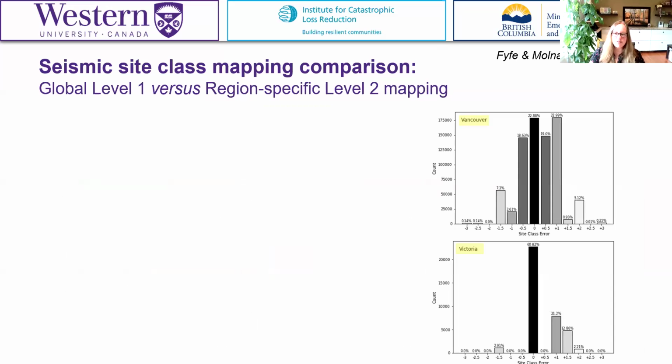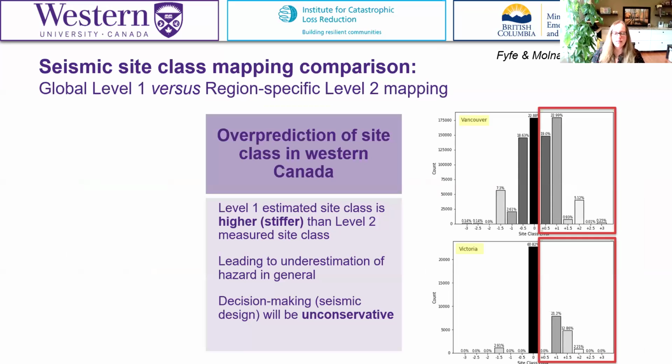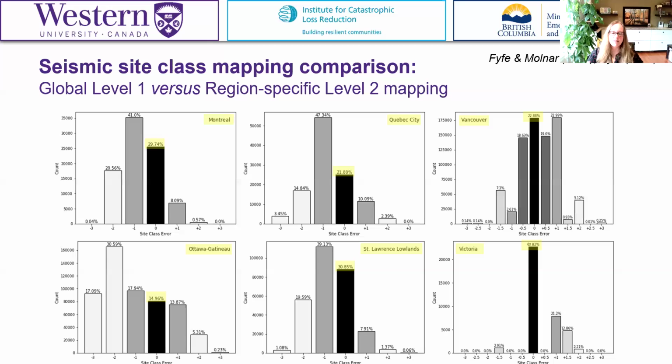As opposed to Western Canada, where we see the bias is that the topography estimate is predicting higher or stiffer seismic site classes than what we actually measure in Western Canada. And so propagating that through to predicting shaking levels, we would be underestimating the shaking level, and therefore our seismic design would be unconservative, or not enough.